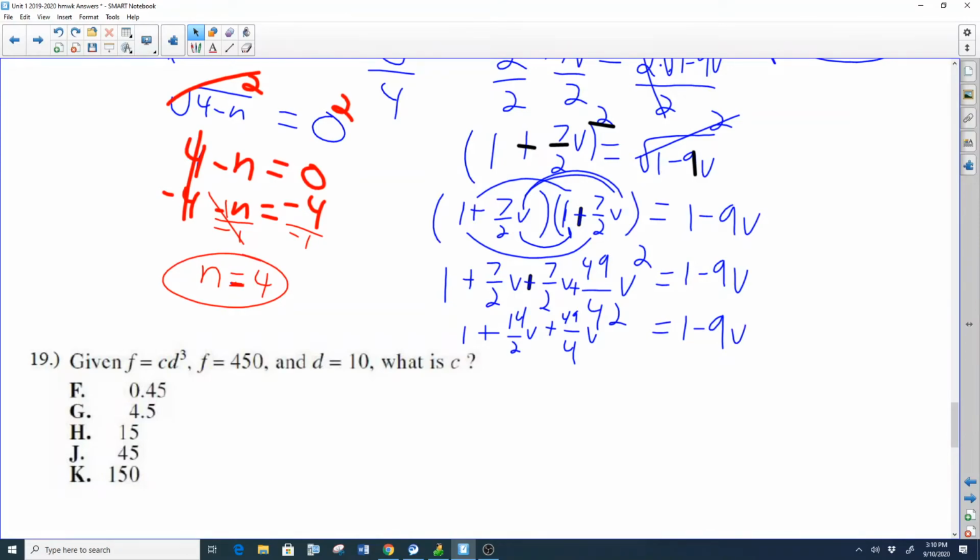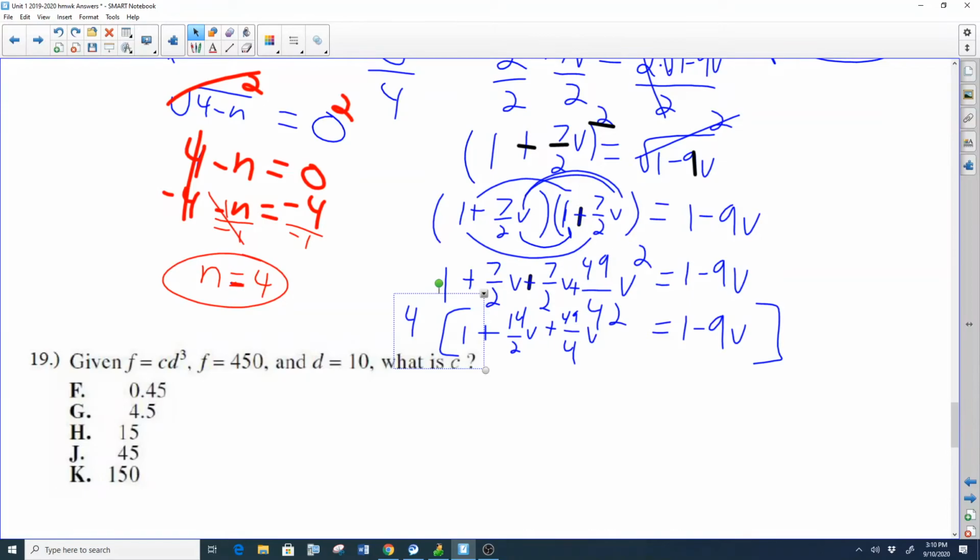Okay, so now let's see here. So we want to get rid of all these halves and fourths. So what we're going to have to do is multiply everything by 4. Lucarini, I curse your name. This is the worst problem ever. So now we're going to times everything by 4, and that's going to get rid of the fourths.